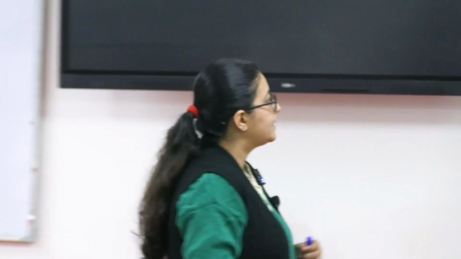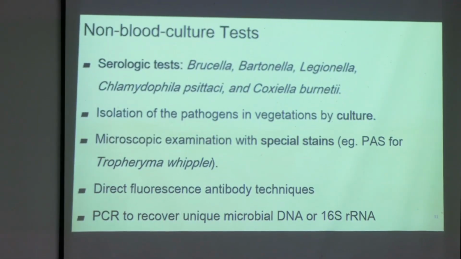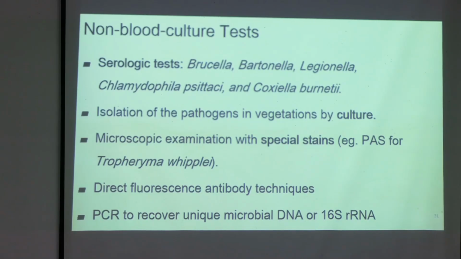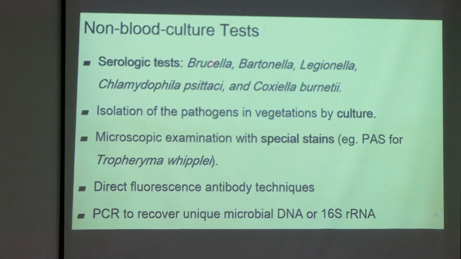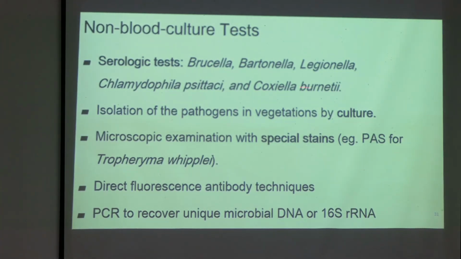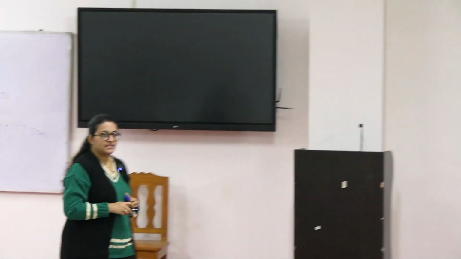So that's your diagnostic. Now what are the culture or serological tests you have for diagnosis? Some atypical organisms, Coxiella and all, you cannot culture them. So what you will do, you will do serological tests, so antibody detection mainly: Brucella, Bartonella, Legionella, then Coxiella. Then you can have isolation of the pathogen in the vegetations by culture.